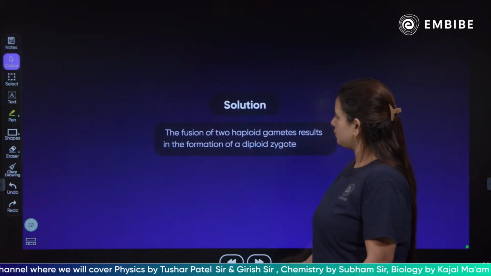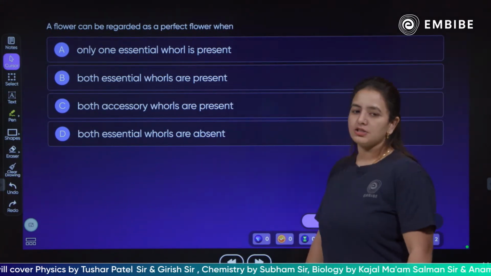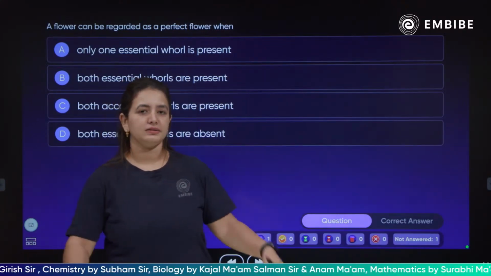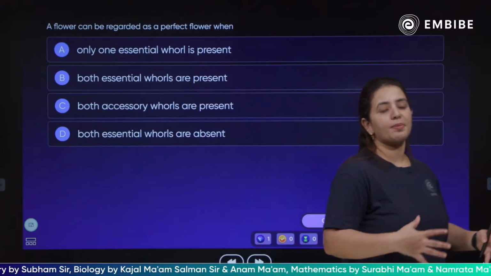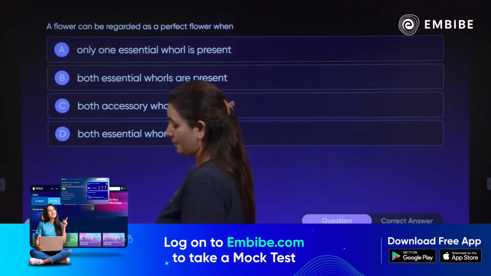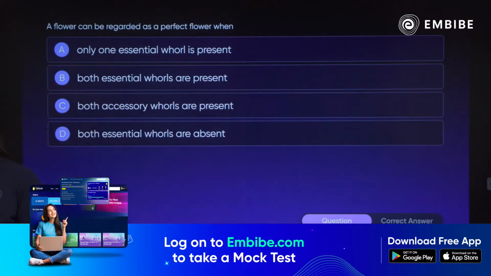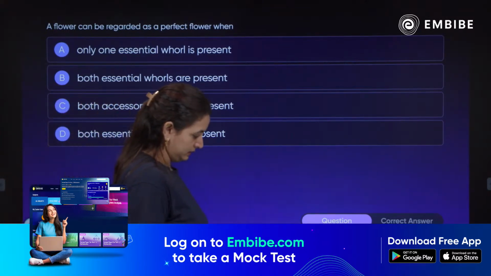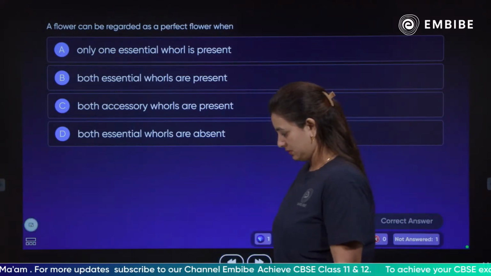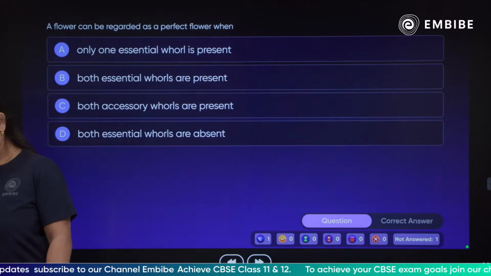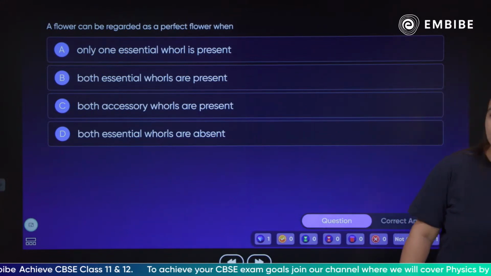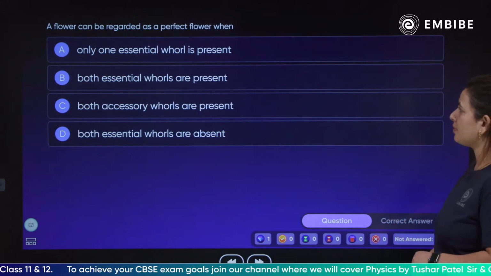Very basic, absolutely basic. Next question, children: a flower can be regarded as a perfect flower when? What do you think is a perfect flower? What is the definition of a perfect flower according to you? What are the features of a perfect flower?